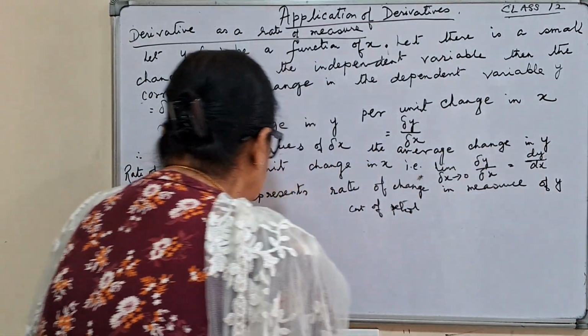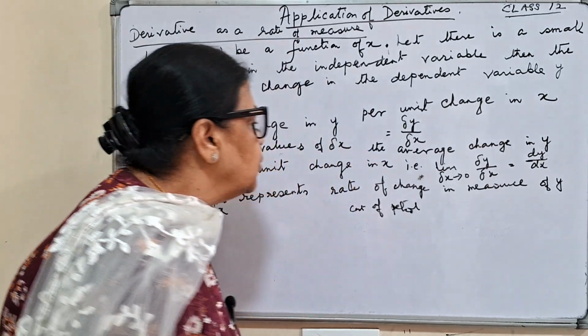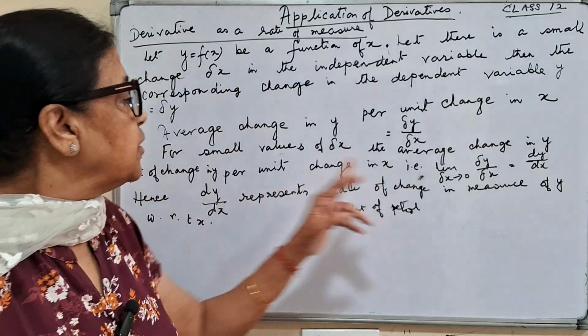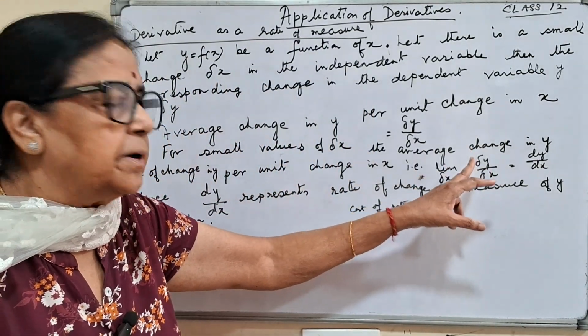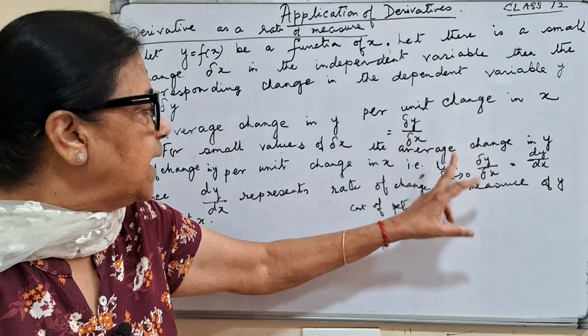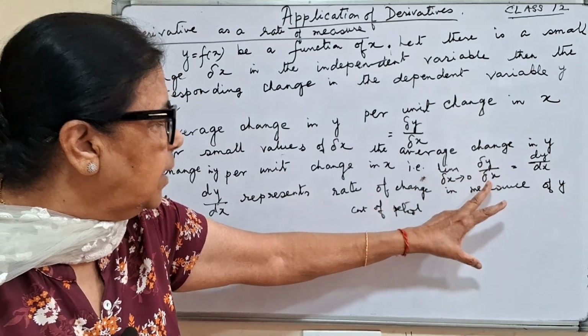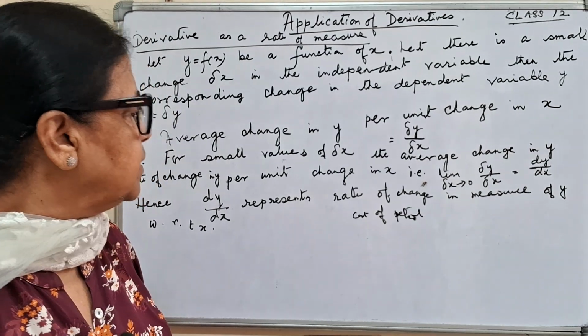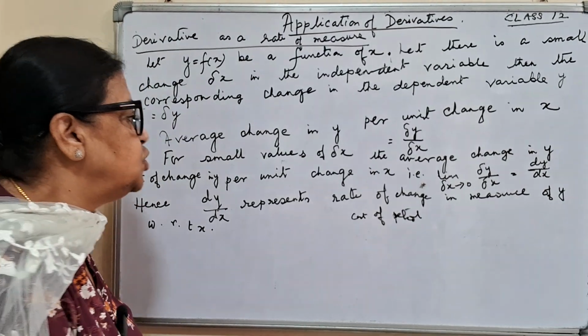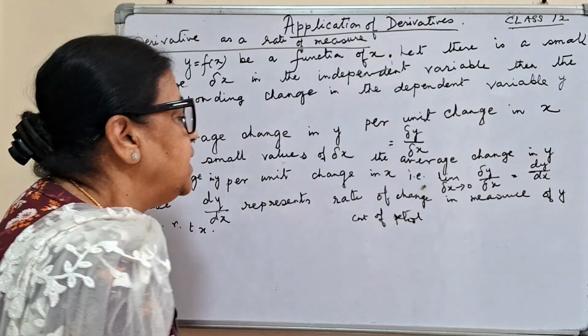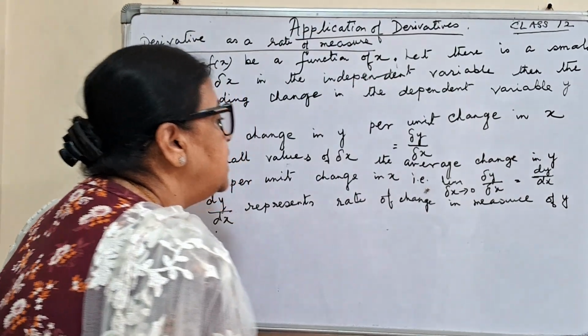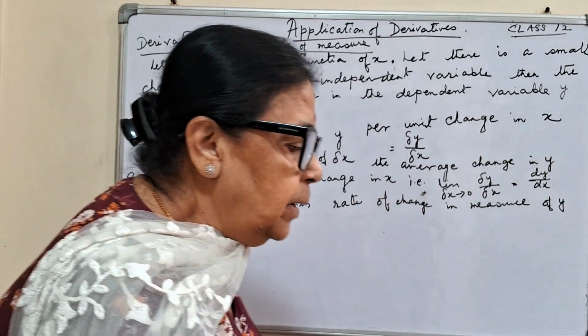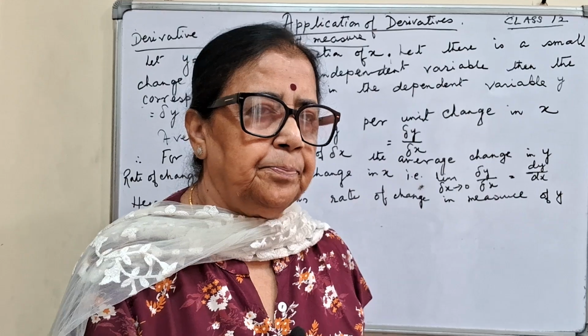Rate of measure means change per unit. So delta y by delta x is dy/dx. Therefore dy/dx represents the change of measure of y. Now we will be doing the sums on it.